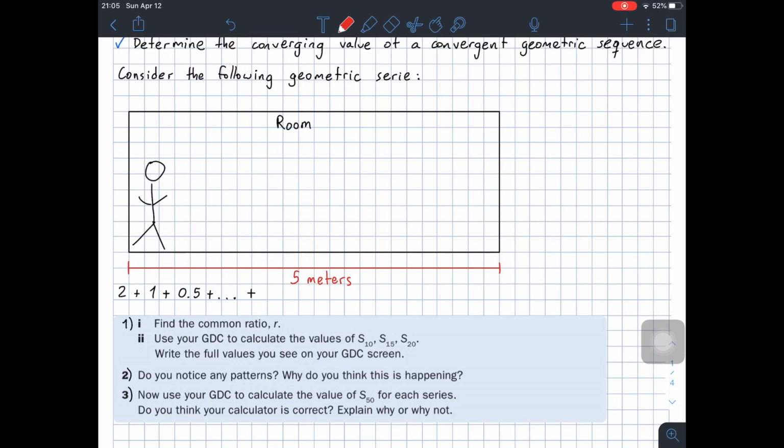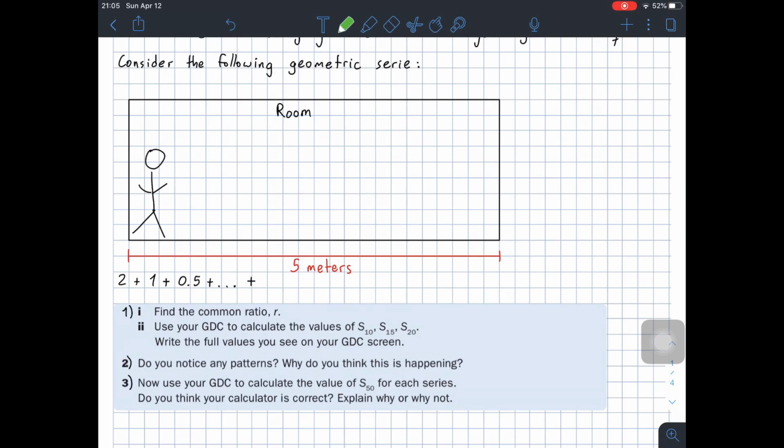But first of all, imagine you're in a room which is 5 meters long, and you decide to travel throughout the room by following the following pattern. Imagine your first step, you go 2 meters. For the second step, you do half of the previous step, so you just do 1 meter. Then for the third step, you're going to do half of the previous, so this would be 1/2, which is half of 1 meter, and so on. Then you're going to do 0.25 meters, and so on.